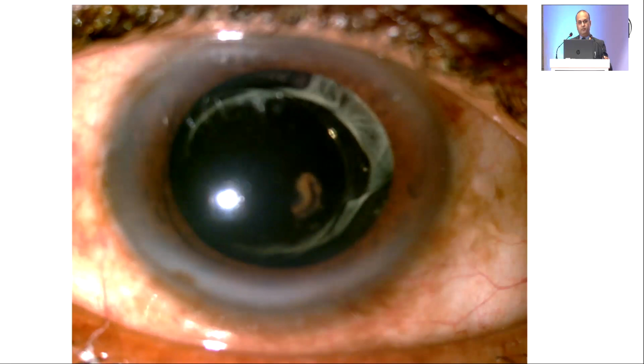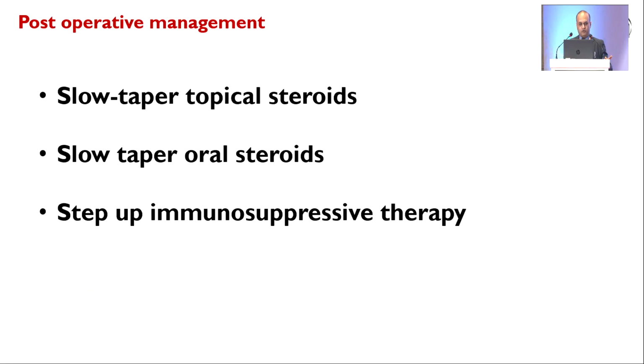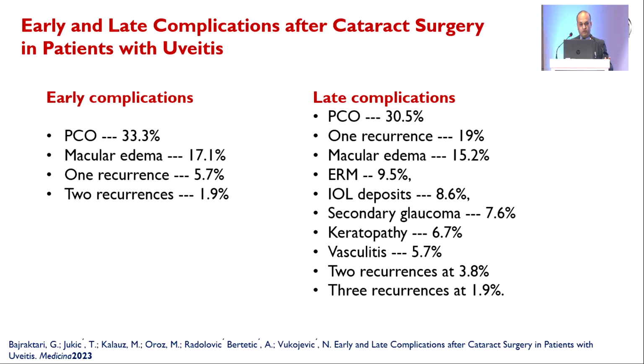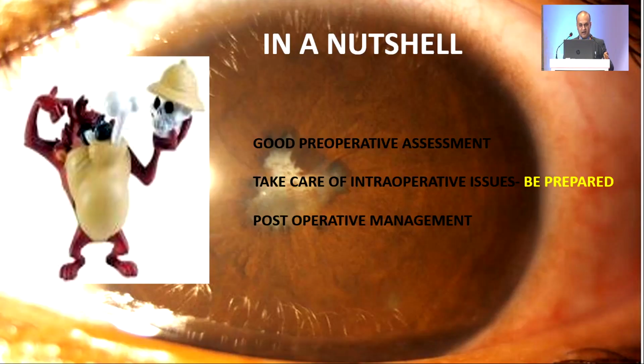You need to take care of the protracted and more exaggerated inflammatory response that is likely to occur in eyes with a past history of uveitis as compared to other cataract. So slow taper of topical steroids, slow taper of oral steroids, and if needed, a continuation of the immunosuppressive therapy that these patients may be on. You also need to be aware of the fact that you will have slightly more incidence of macular edema, so keep that in mind.